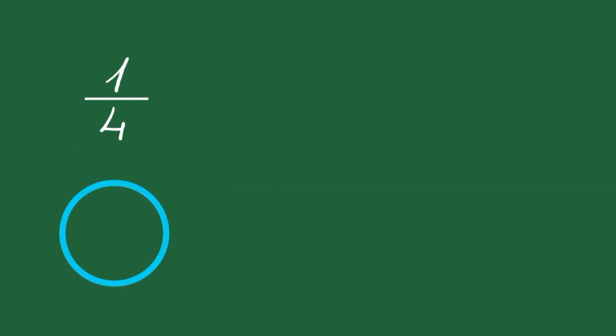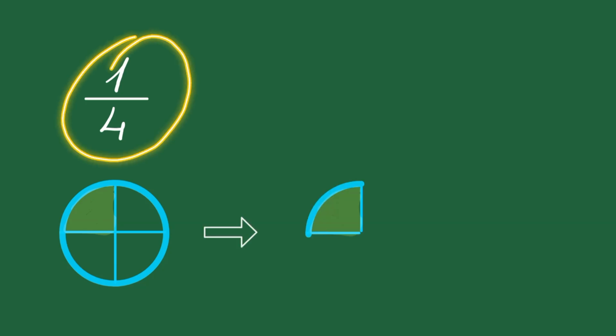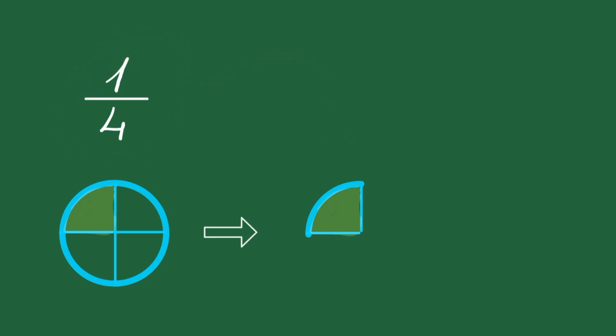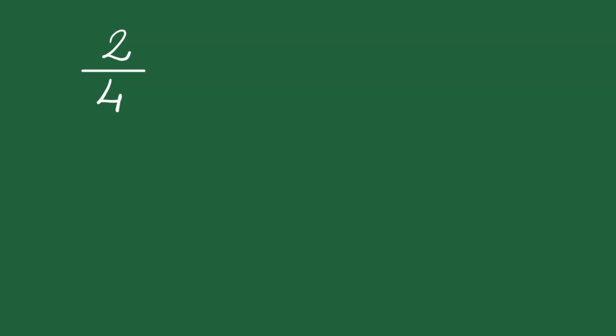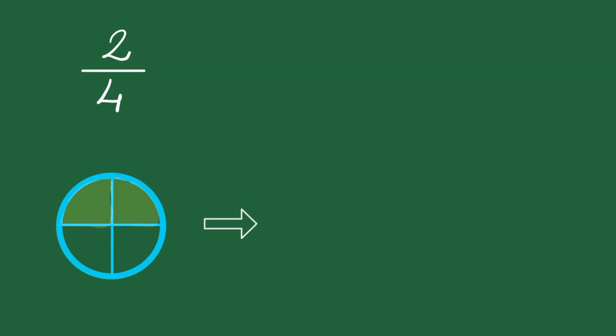To represent the fraction 1/4, we divide a circle into four parts and take only one part. The selected part represents 1/4. As you will have understood, we consider a circle, we divide it by the number that is below the fraction line, the denominator, and we take as many parts as the number that is above the fraction line, the numerator.